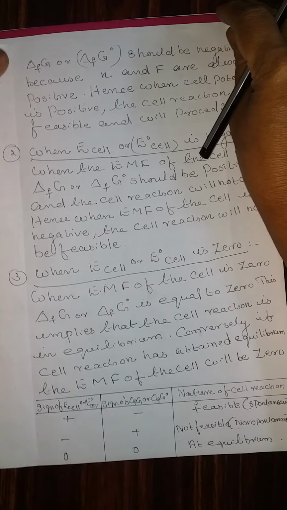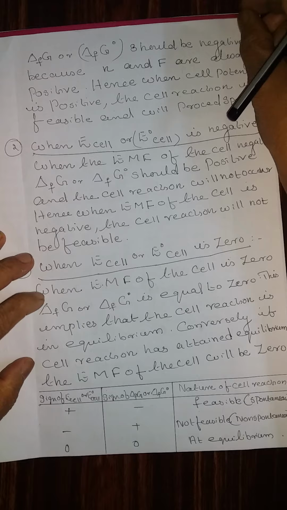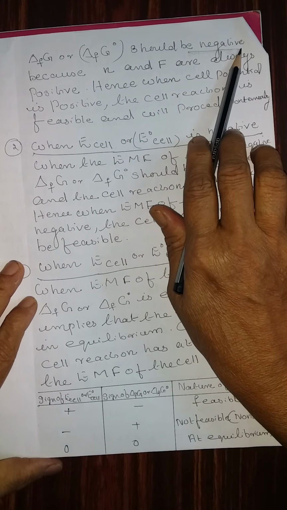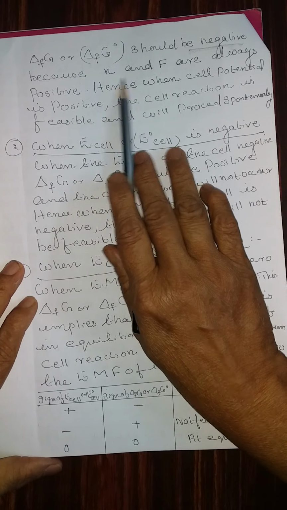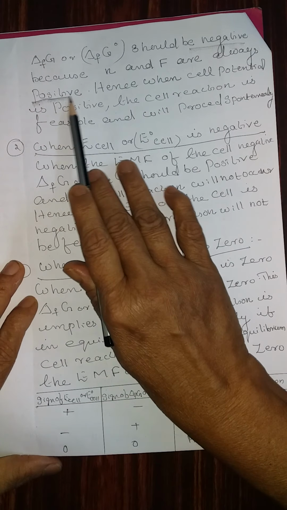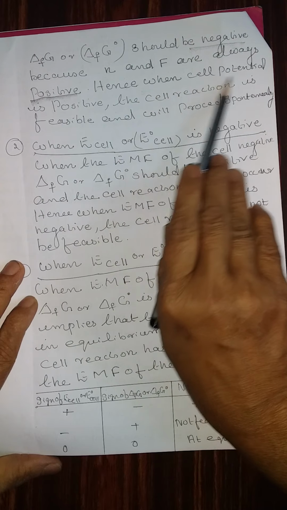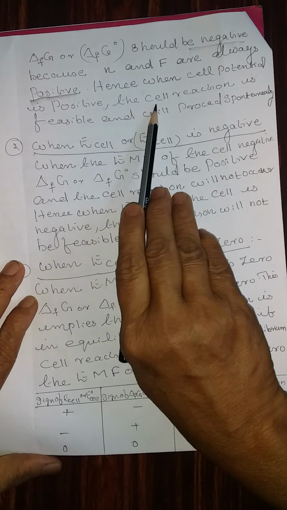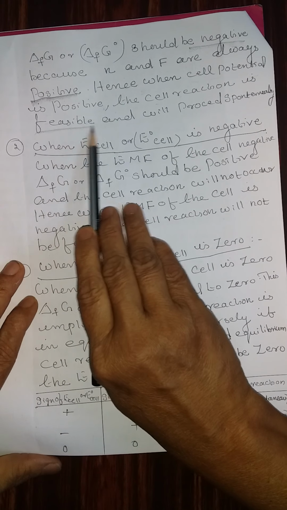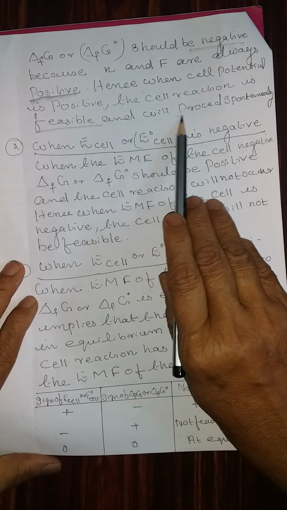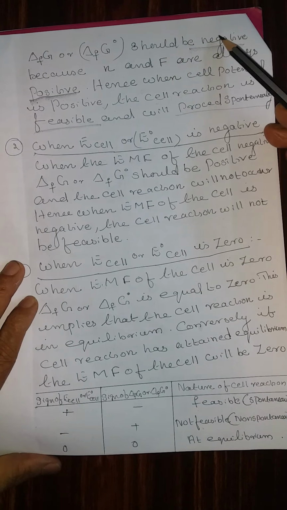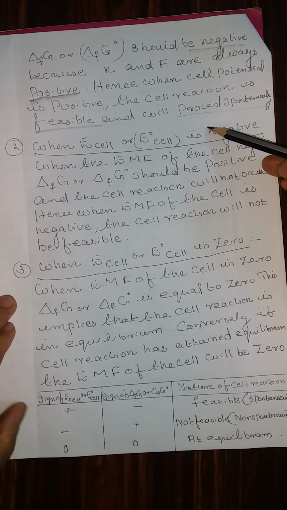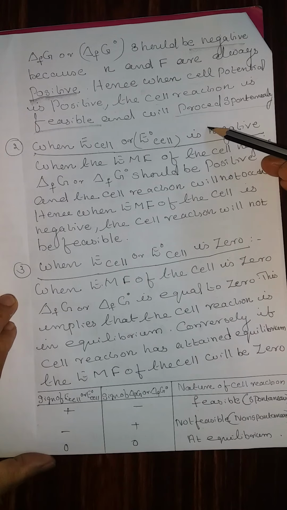When the EMF of the cell is positive, delta G or delta G0, that is the free energy change, should be negative because n and F are always positive. Hence, when the cell potential is positive, the cell reaction is feasible and will proceed spontaneously. All these conditions you should have a thorough idea of to solve the application level questions.